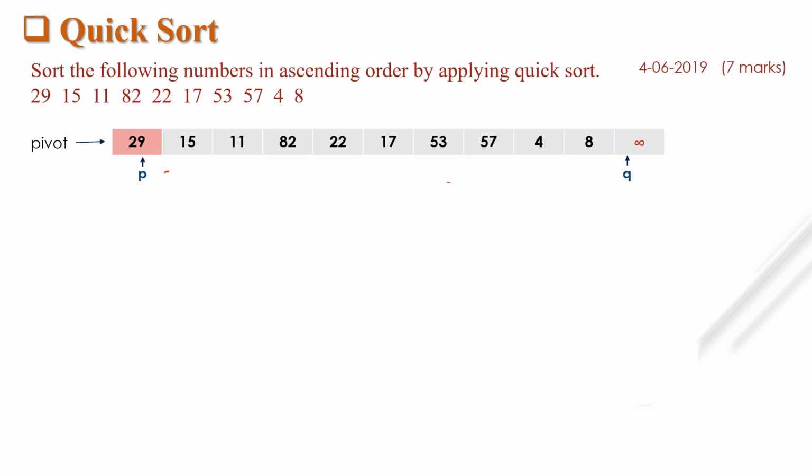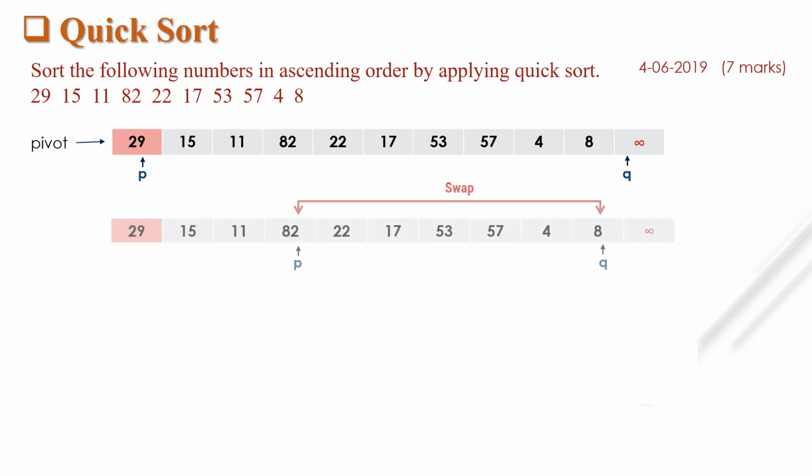15 is not greater than 29, 82 is greater than 29. p will halt here. ओके, सिमिलरली q क्या फाइंड आउट करेगा? पिवोट से लेसर वैल्यू कहाँ है, तो फर्स्ट ही एलिमेंट उसे लेसर मिल गया, दैट इज 8, तो q will be halt here. Okay, let's see the answer. That is this one.